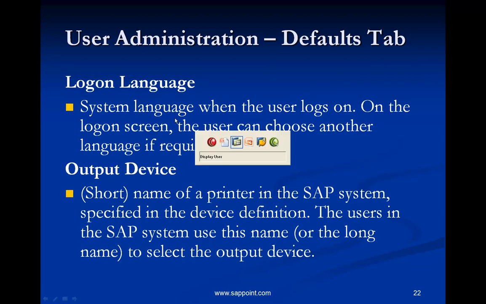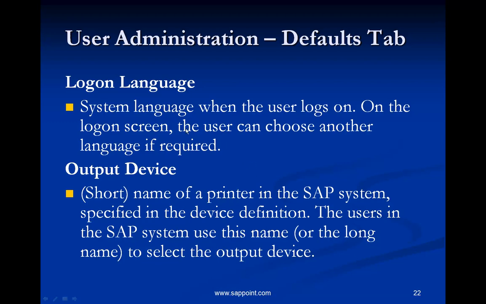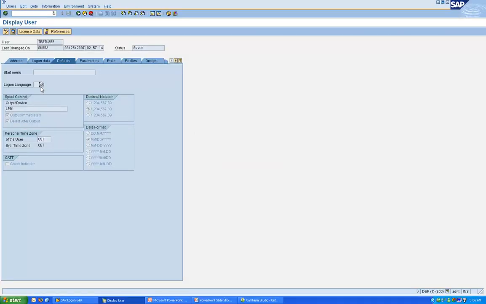The logon language. The system language when the user logs on. On the logon screen, the user can choose another language if required. By default, the user will log on in the language which is specified here. If I specify, let's say ES, which is for Spanish, then when he logs on, he will see all this menu information and the messages in Spanish. So you can specify the default logon language for the user.